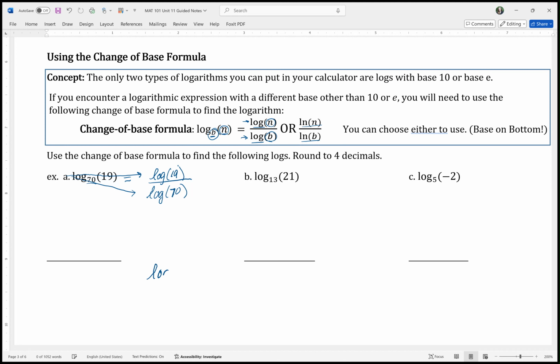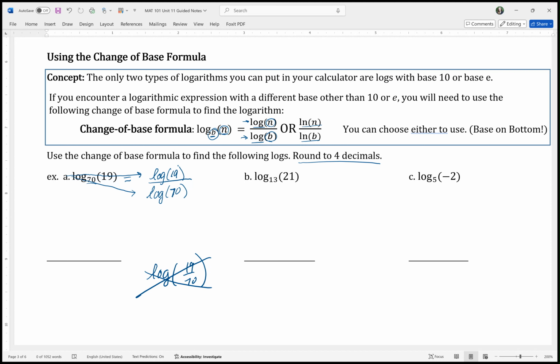I don't want you to write it like this. I see sometimes students write it like that. It has a log on top and bottom. Okay, so both of those, not like this. And then you're going straight to your calculator to put this in. Again, these directions are saying round to 4 decimals, but make sure you read the directions in your homework to make sure you are rounding to the correct number of decimals.